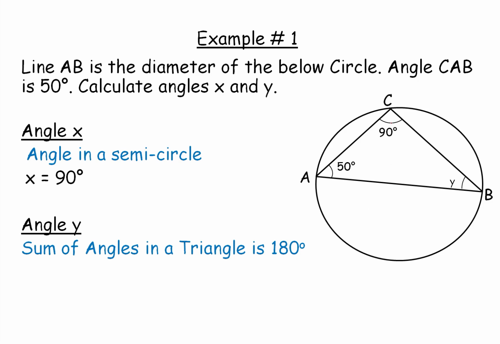So since we have 50 here and 90 here, we can find the value of Y. Y will be equal to 180 degrees minus the sum of these two angles, 50 plus 90. That gives you 140, and subtracting that from 180, you have 40 degrees. So angle Y is 40 degrees.